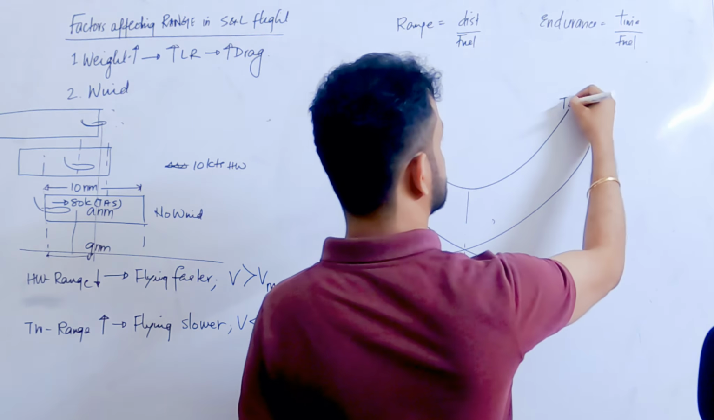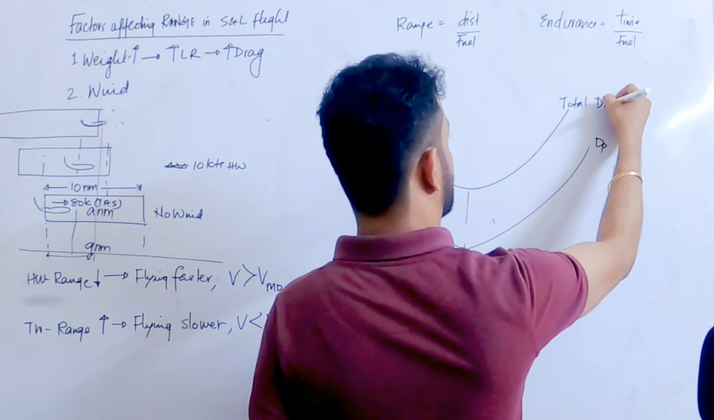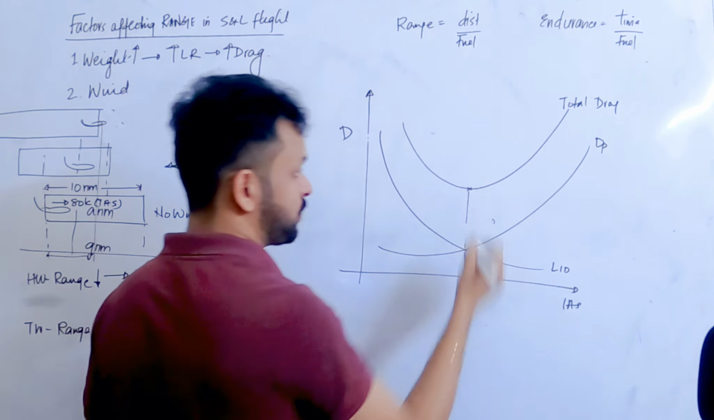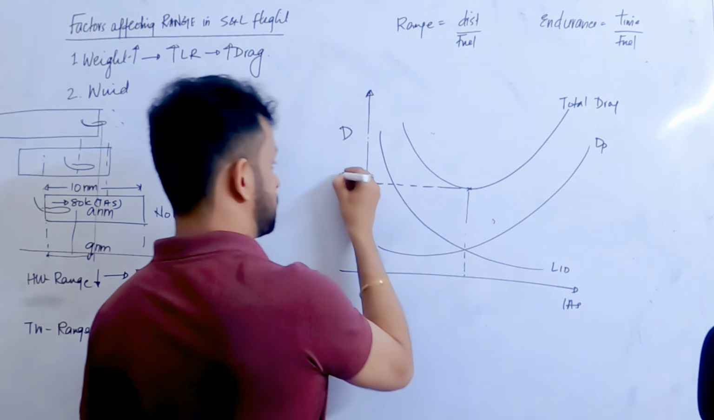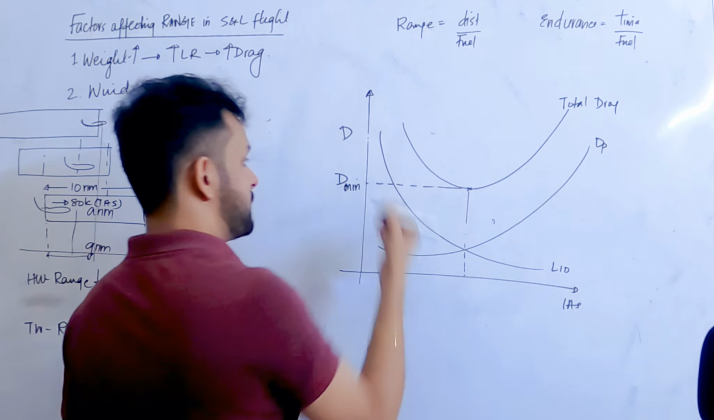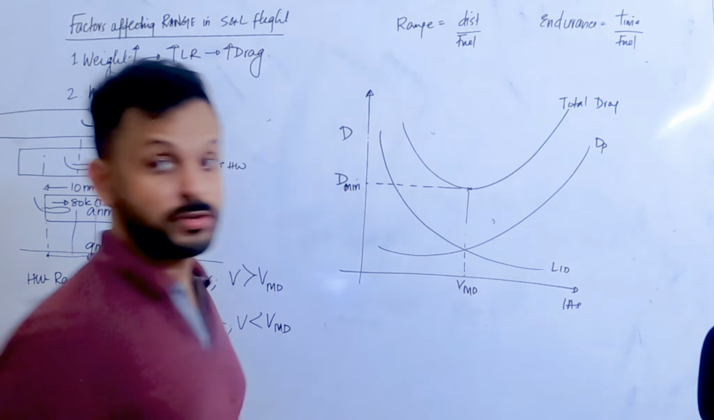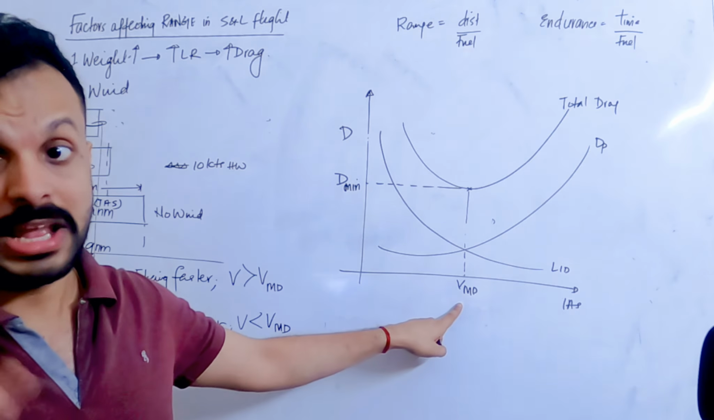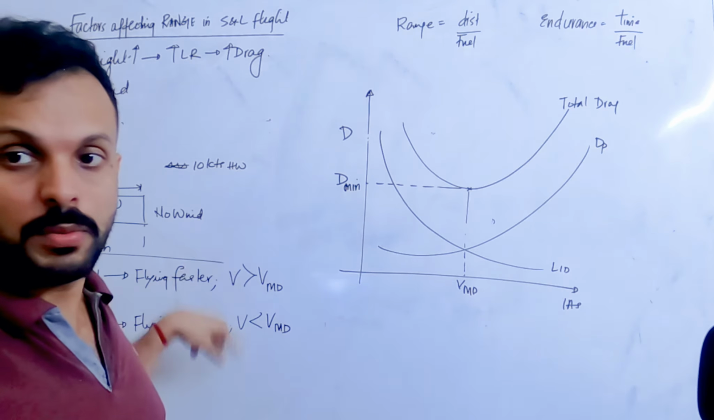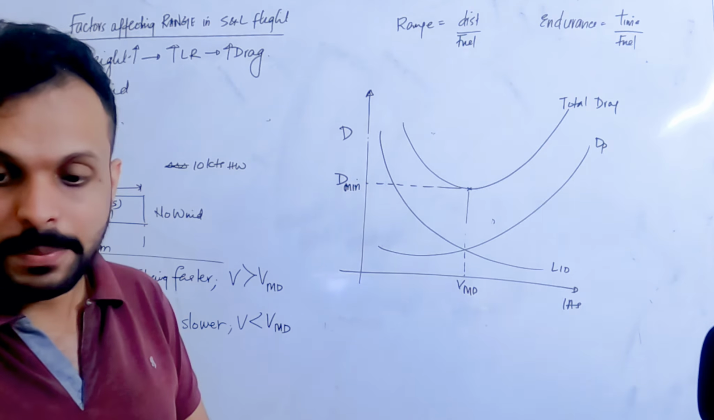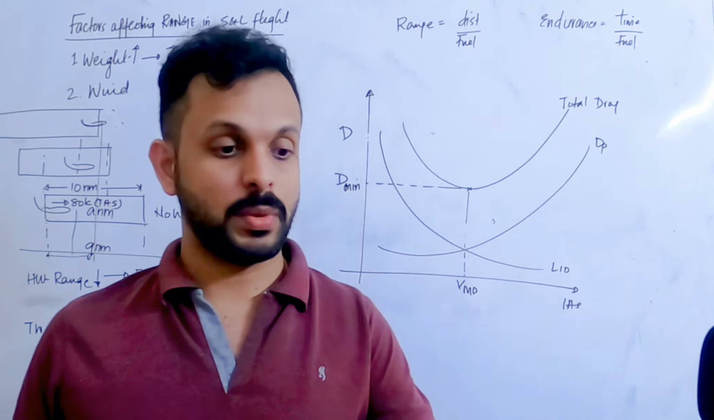This is the total drag. What is this? This is the point where the drag is minimum. And therefore, the speed is what is called the minimum drag speed, which is going to give you maximum range, remember, in nil wind conditions. In headwind, tailwind, that's going to change. Right? Now what happens when you increase the weight?